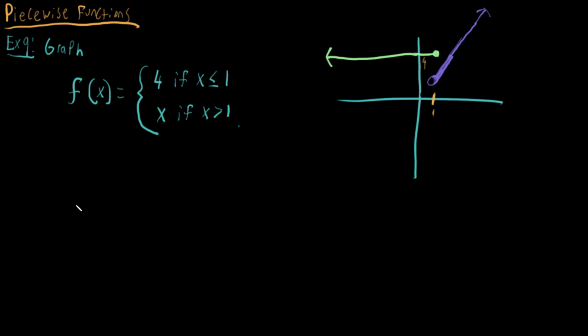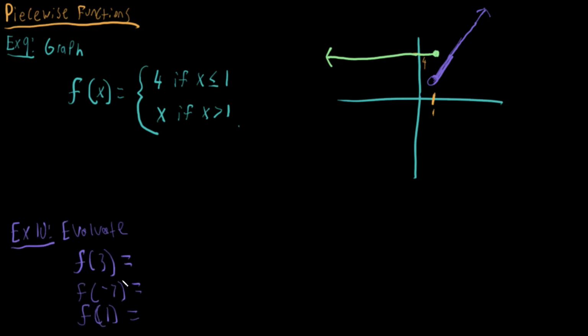Let's say that we were asked to evaluate something in the next example, something like f of 3, f of negative 7, and f of 1, let's say, for example. So let's look at each one of these. So f of 3, we're going to look at this 3 here, and we're going to say, okay, this is your x. Remember, this is your input x. So x equals 3. You ask yourself a question. Is 3 less than or equal to 1, or is it greater than 1? It's greater than 1, clearly.